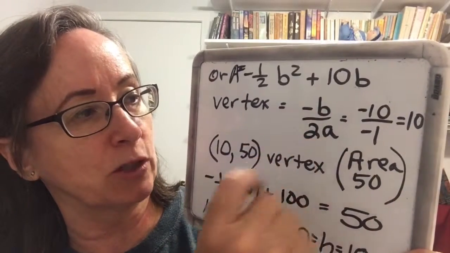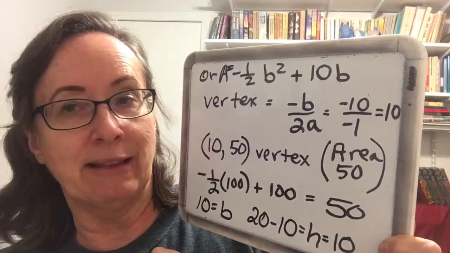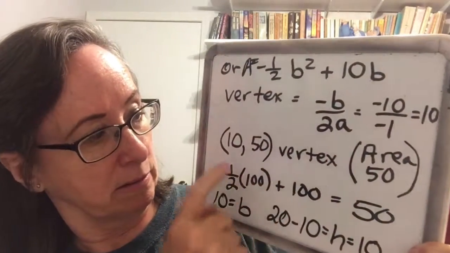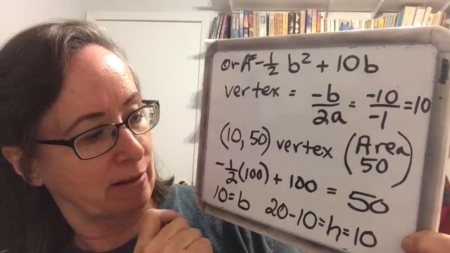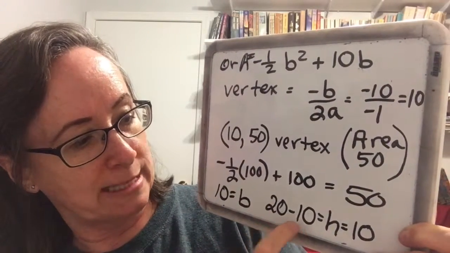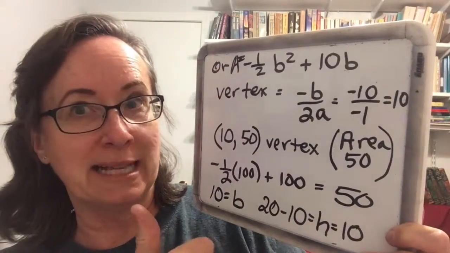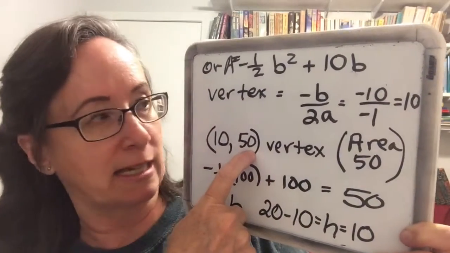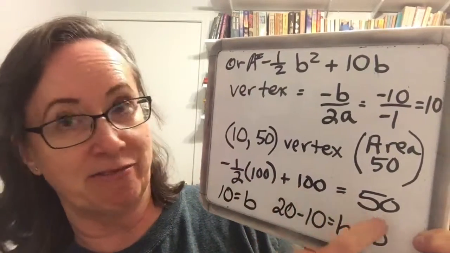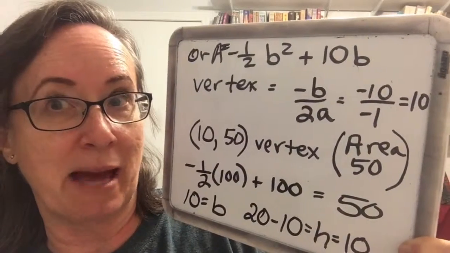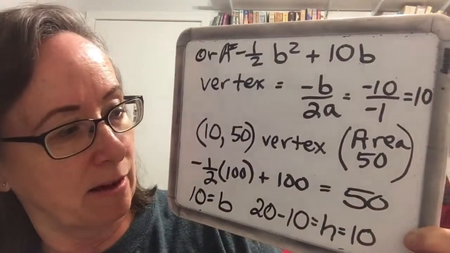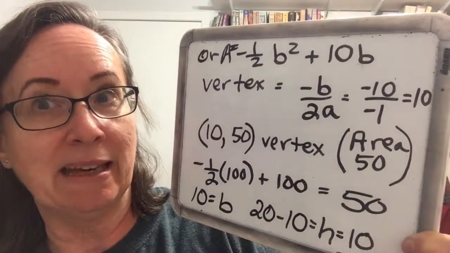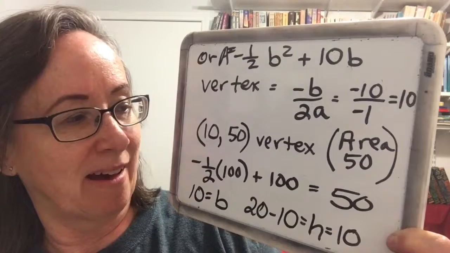So the vertex is negative b over twice a, which winds up being 10, and that's the x value of the vertex, so the base is 10. Then I took the height and plugged in 20, take away the base. So both the base and the height need to be 10 to get your maximum area. The maximum area was the y value of the vertex. So when I plugged in the 10 here, I got 50, which was the y value of the vertex. That was the maximum area of this triangle. So the dimensions were base 10 and height 10, which gives you the maximum area of 50.